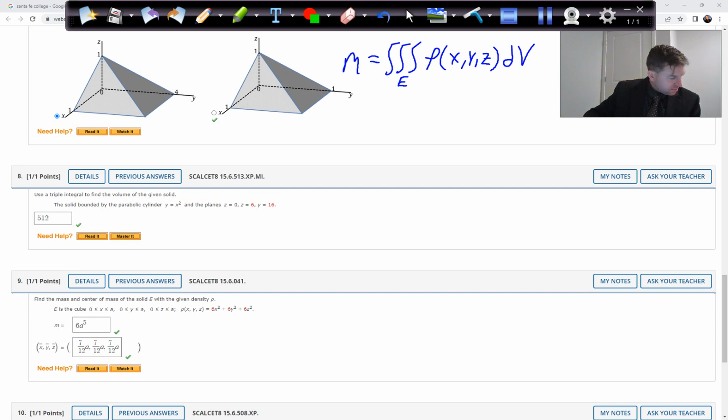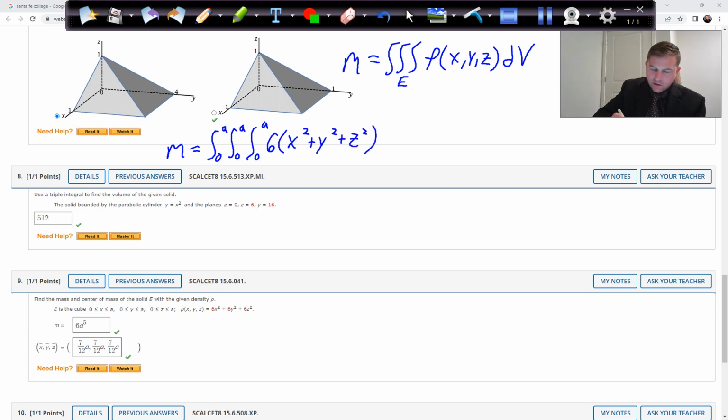So what we're going to get is we just have to plug in our limits and the density function. So mass is going to be equal to, notice they all go from 0 to a, so I don't really have to be picky. And the density function was 6 times x squared plus y squared plus z squared, so I just factored out 6 from each term. And it doesn't matter, I'll just do dx, dy, dz. Since they're exact same limits in the equation, there's really no way to do it that makes it simpler.